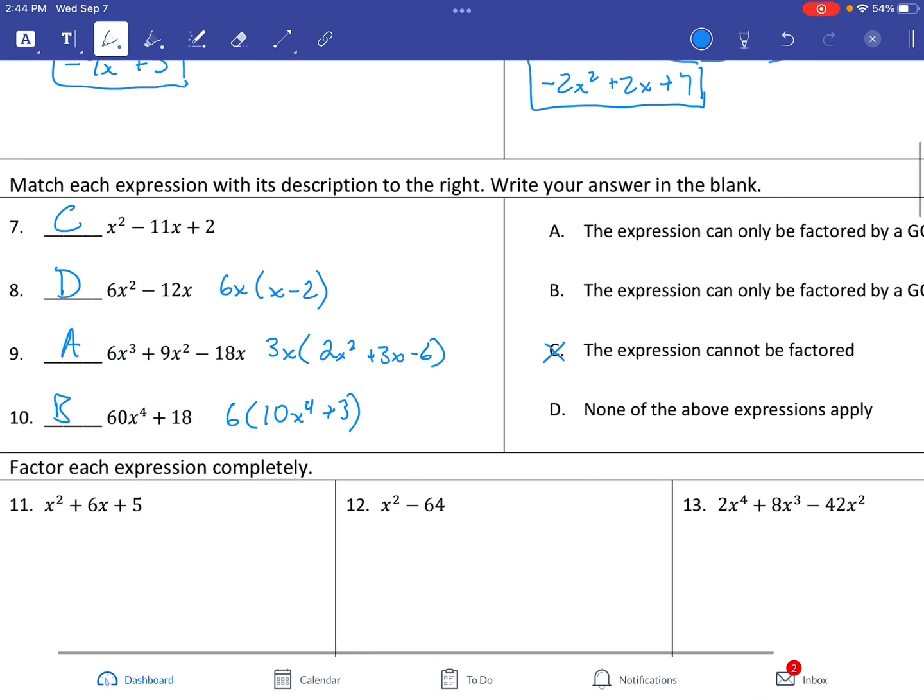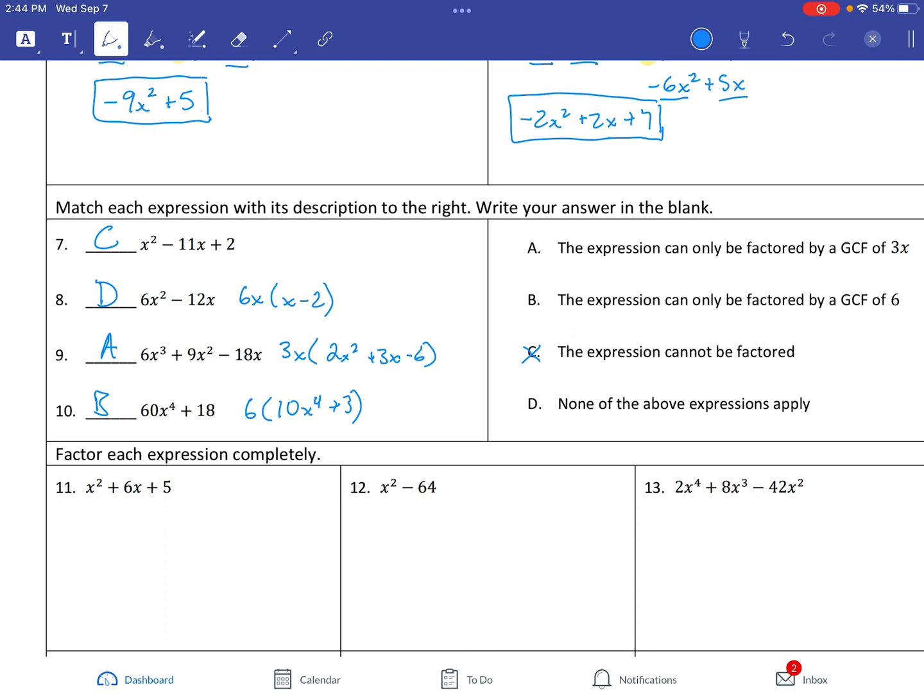The expression can only be factored by a greatest common factor of 6. And there we go. I'm done with the matching.